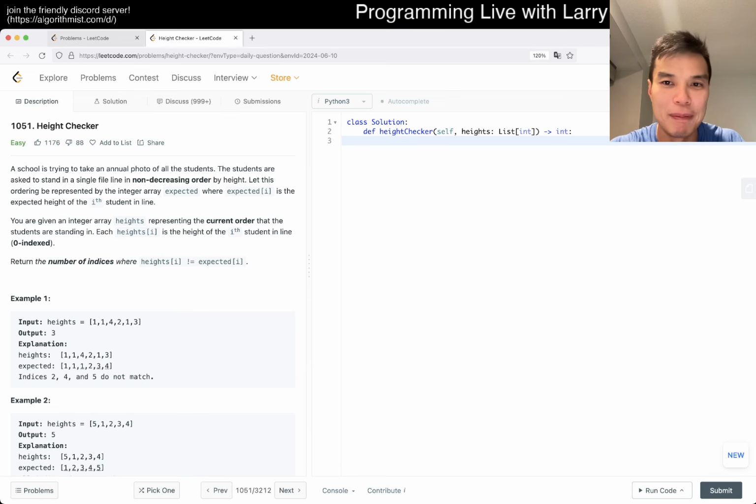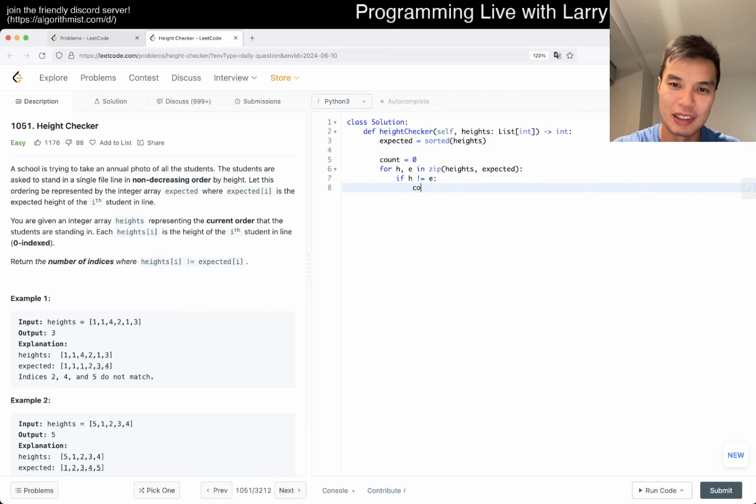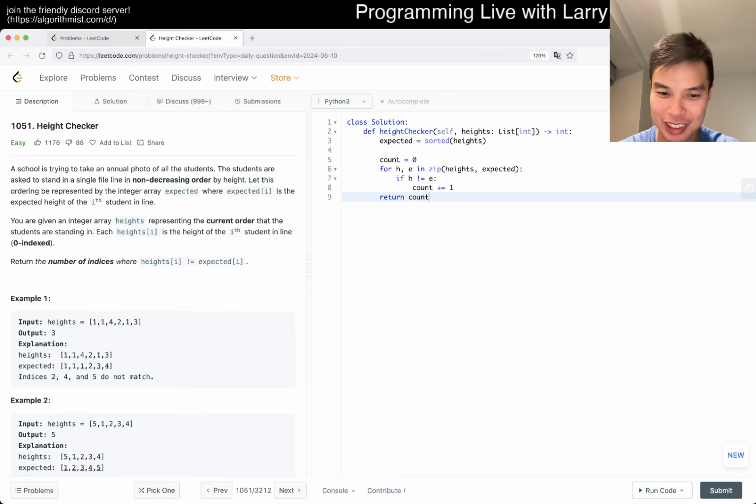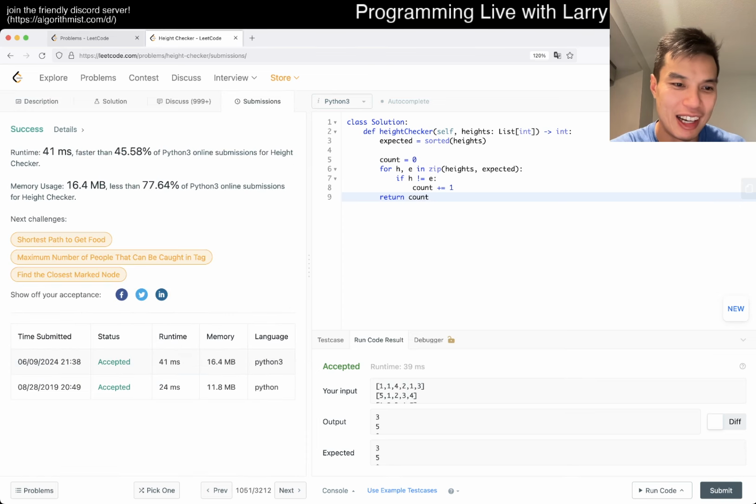So maybe you could have something like: expected is sorted heights, and then now for h, e in zip of heights, expected, and then count is zero. If h is not equal to e, count increment. And then that's it, right? Pretty straightforward. It is an easy problem after all.